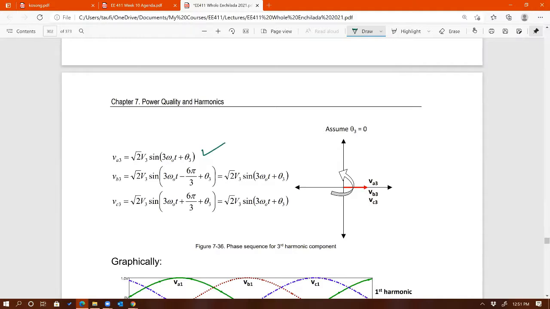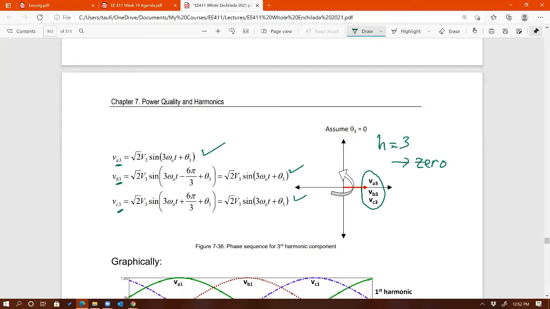VA, VB, VC, you know, third harmonics for A, third harmonics for B, third harmonics for C. Look at what happens to the three equations. They all have the same angles, right? No 2 pi over 3 anymore. See that? That means when H is equal to 3, A and B and C all have the same angle. That means that H equals 3 follows zero sequence.